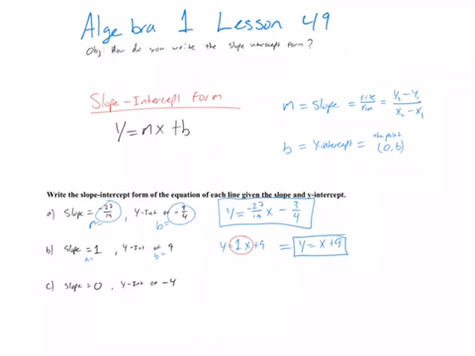And then this last one, the slope is 0. So this is my m, this is my b. So y is equal to 0 times x minus 4. Well, again, let's simplify that down. 0 times any number, even x, is just 0. So I'd have 0 minus 4. So then simplified down would be y is equal to negative 4. And yes, believe it or not, that is still in slope-intercept form.